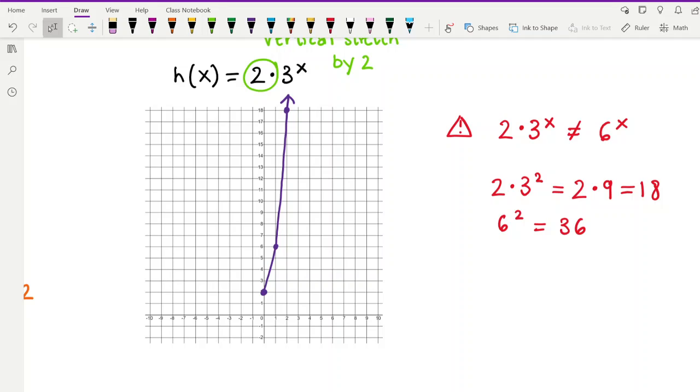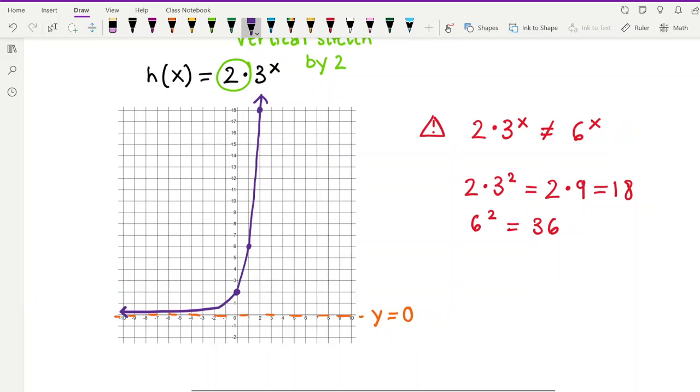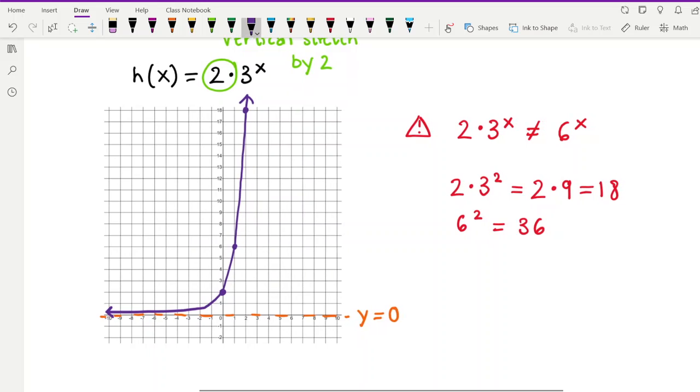And so our horizontal asymptote is still going to be y is equal to 0. And the only difference is that the graph is going to take a little bit longer to kind of flatten down because all of the points on this left side have been multiplied by 2. So it's going to be a little bit taller initially, but it's still going to eventually flatten down towards y is equal to 0.